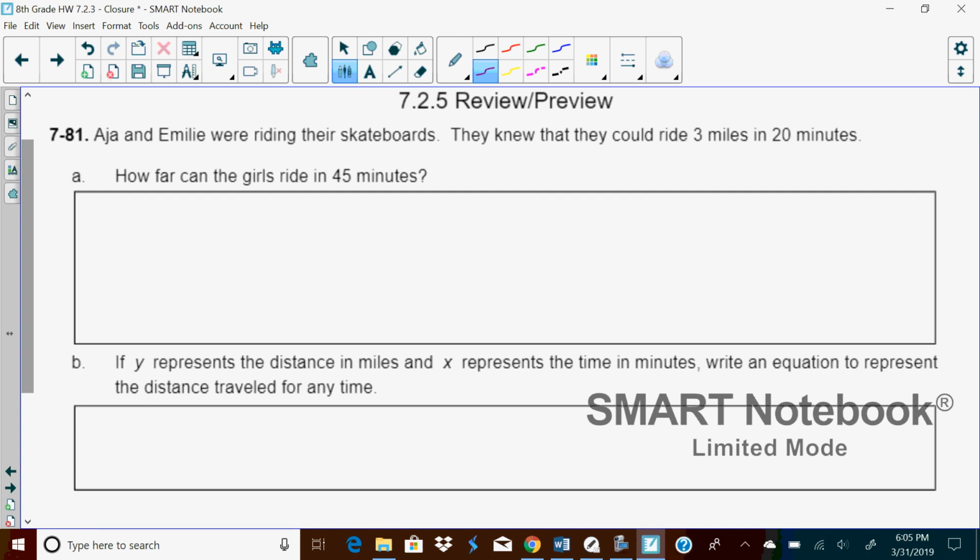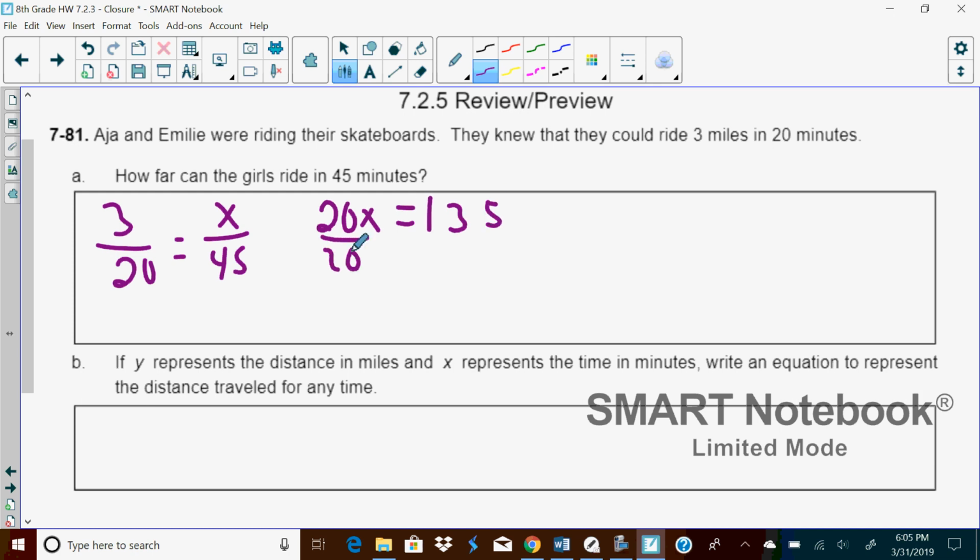So I wrote a proportion. One way to do it. So 3 over 20 equals x over 45. So 20x equals 135. Divide by 20. So I got x equals 6.75 miles.